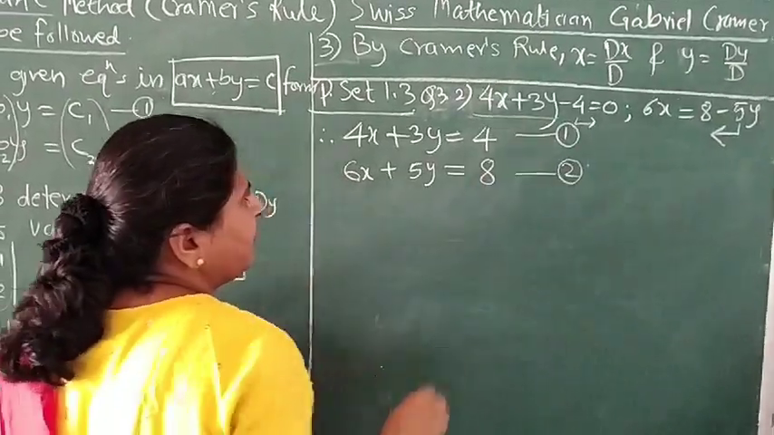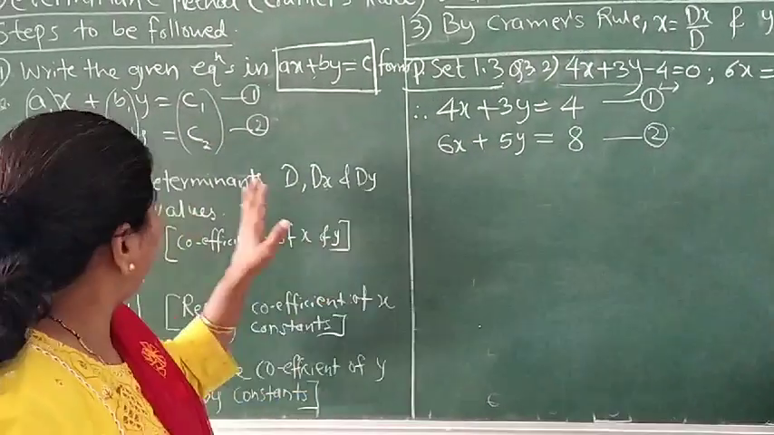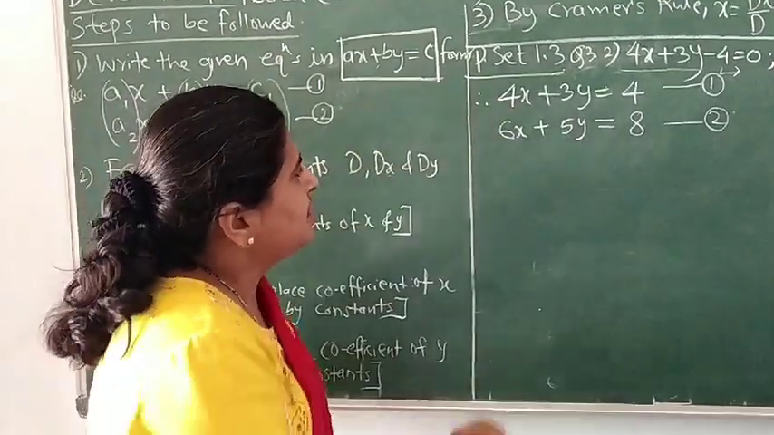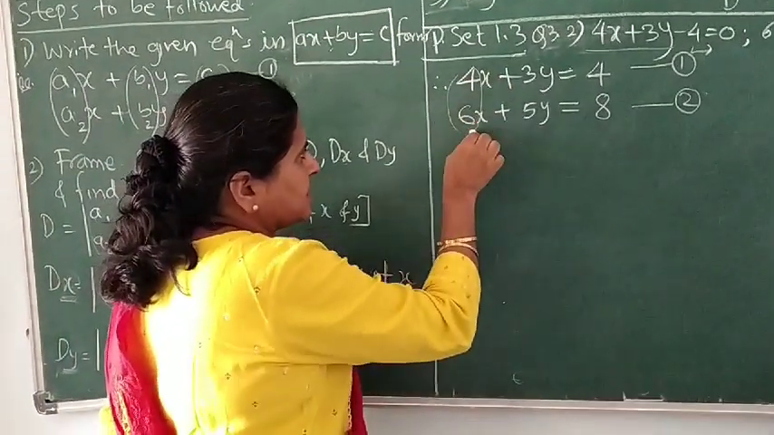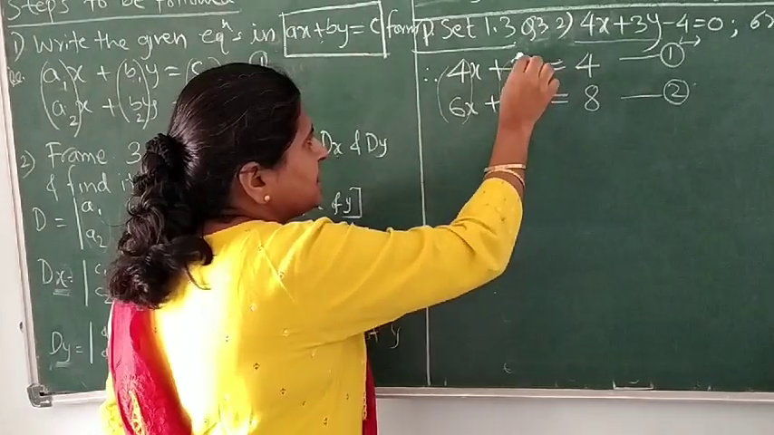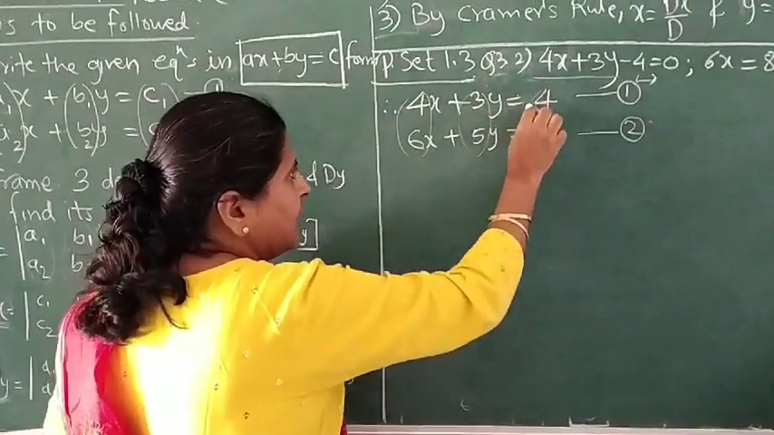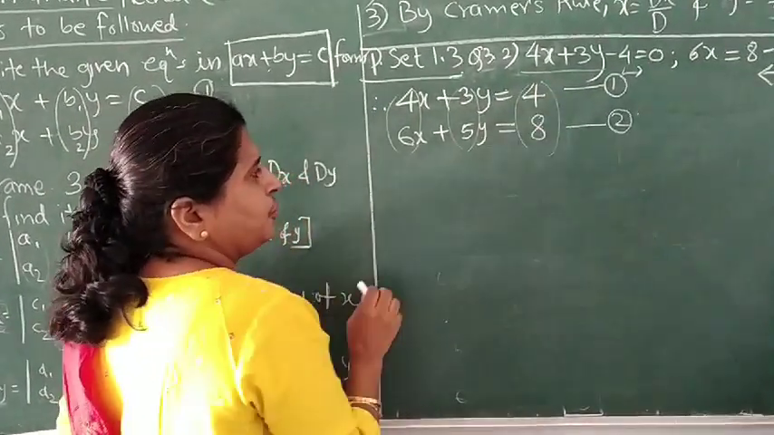Okay. So what are the values of a1 and a2? You need not write the values, but you have to understand. So these are the coefficients of x, a1, a2. These are the coefficients of y, b1, b2, and these are the constants c1, c2.